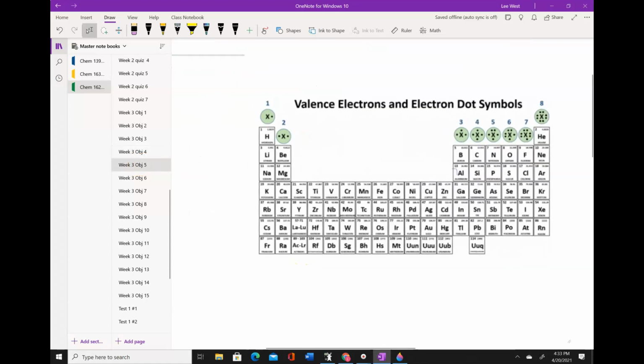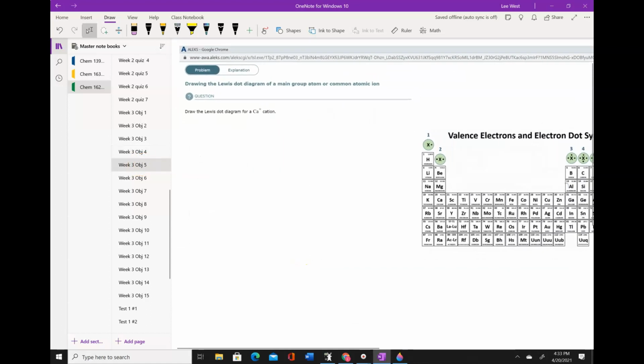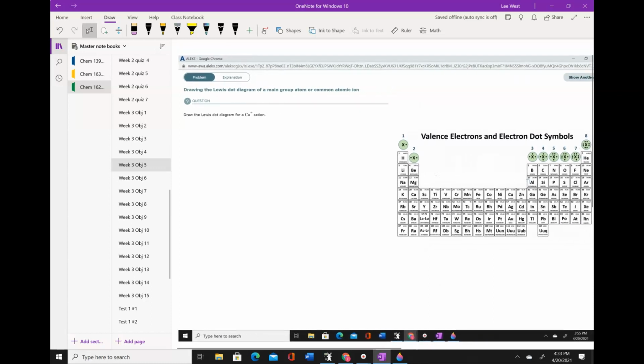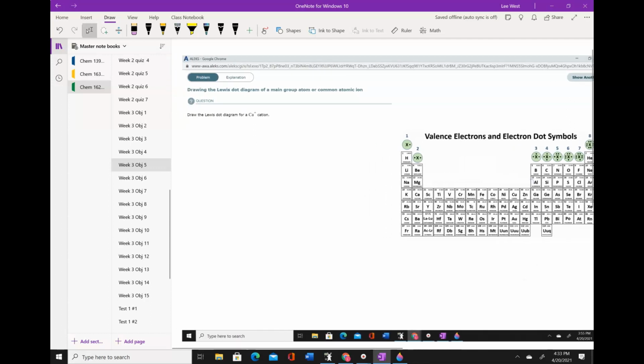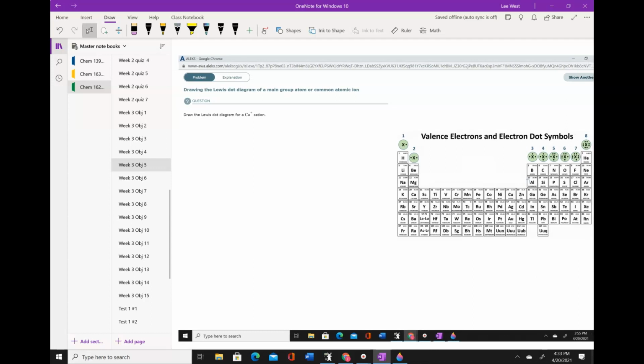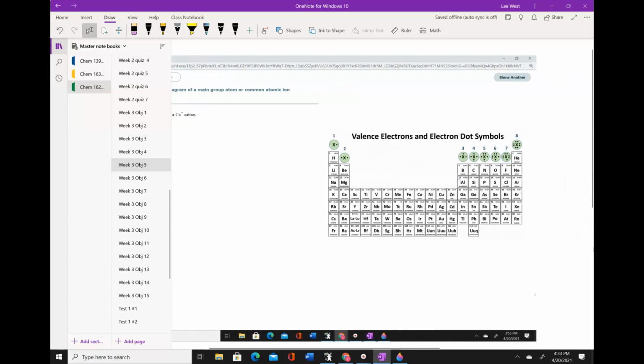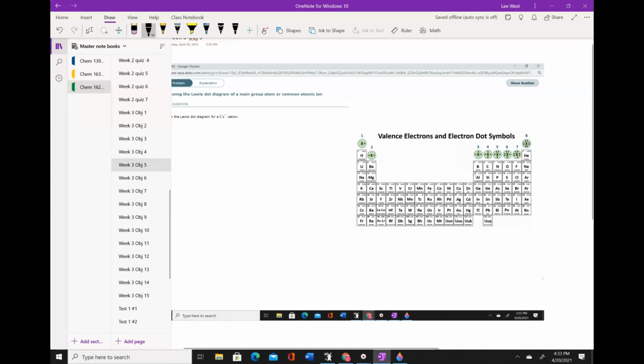All right, let's have a look at this one. Drawing the Lewis dot diagram of a main group atom or common atomic ion. Main group is the same as representative element. It means one of those groups that in the North American numbering system has an A in the group number. The Lewis dot diagrams for the main group elements are pretty simple. If it's in group 1A, it gets 1 dot. If it's in group 2A, it gets 2 dots. If it's in group 3A, it gets 3 dots, all the way up to 8A.